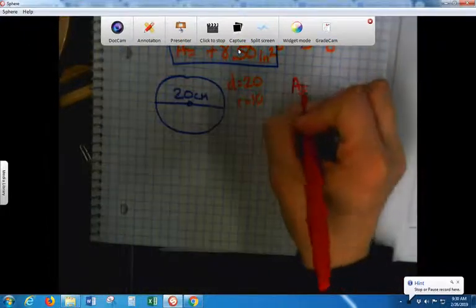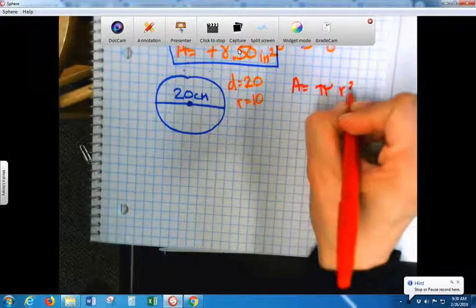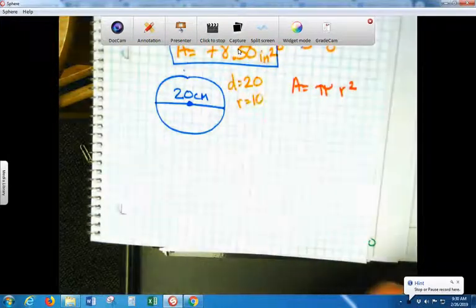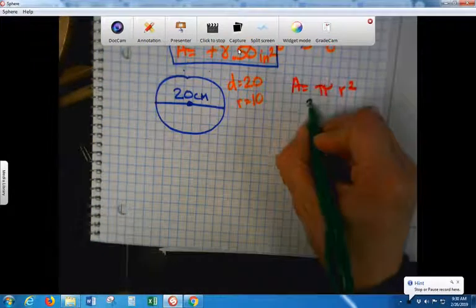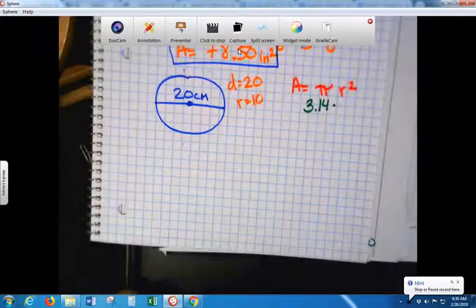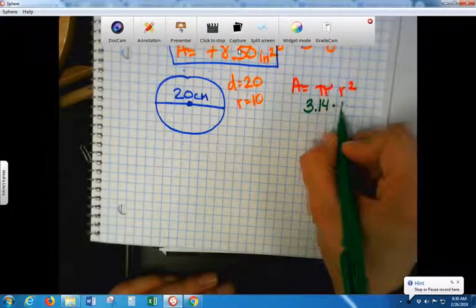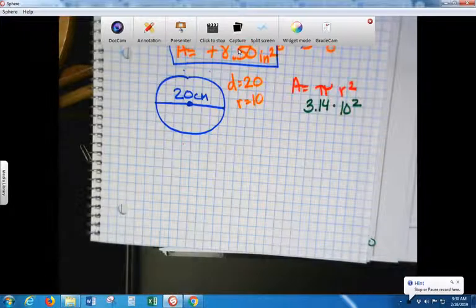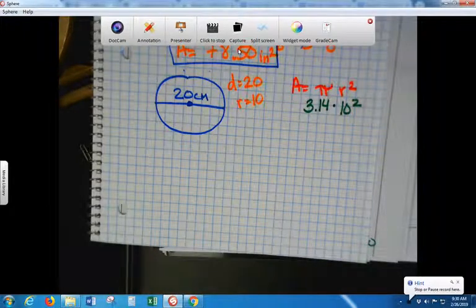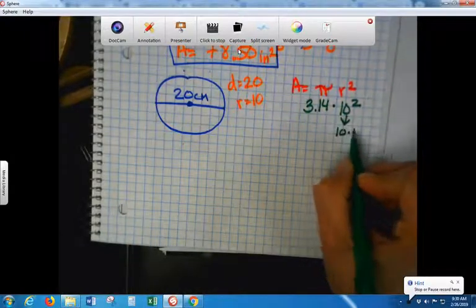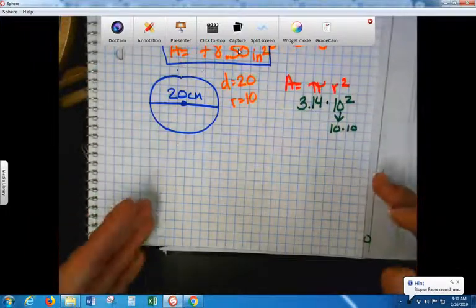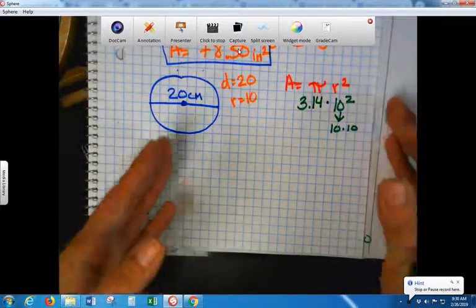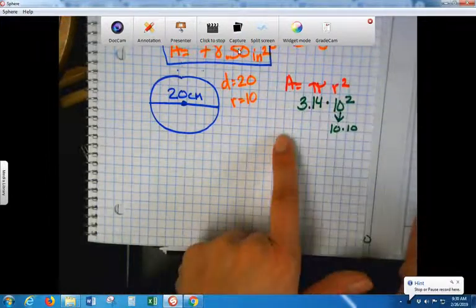Now, I just taught it to you. Area equals pi r squared. From yesterday, what is pi equal to? 3.14 times, what's my radius? 10 squared. What's 10 times 10? Good. Is it important for you to copy all of these notes? Yes. So you have them when you're doing your homework and classwork. You can see step by step what we did.